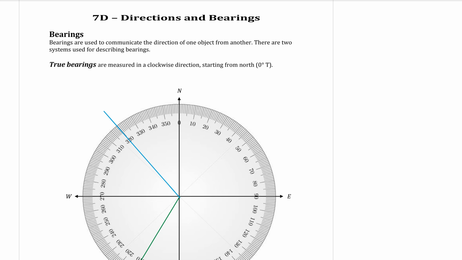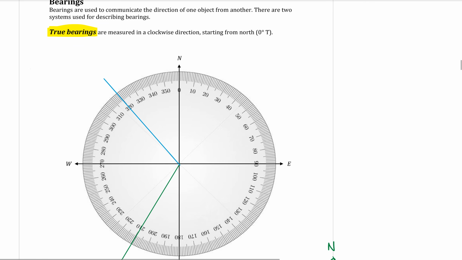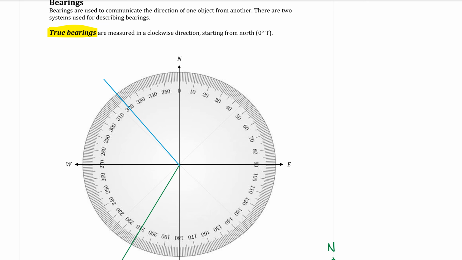So the first one we want to look at is true bearings. True bearings are always measured in a clockwise direction, starting from the north, which we call 0 degrees T. T standing for true bearing. So the measurements always start from the top up here, which is 0. We call this 0 degrees. And we go clockwise around to whatever direction we want to head off in, imagining that you are standing here at the center and it's the angle from there that you want to walk in.